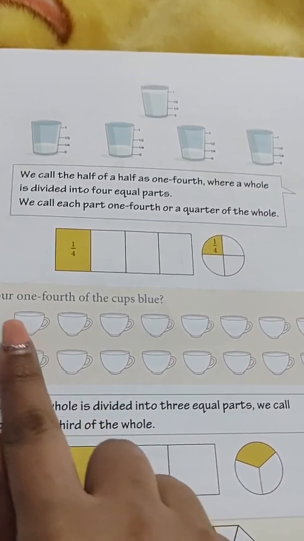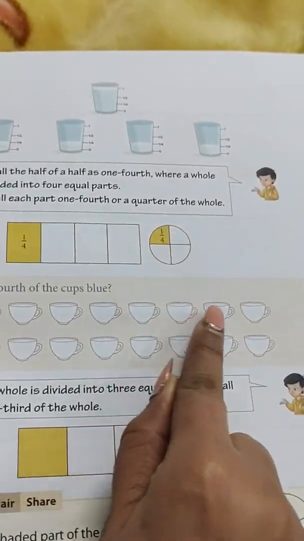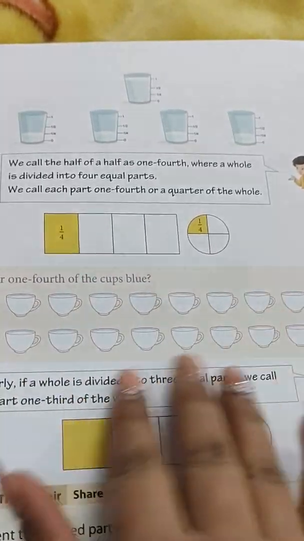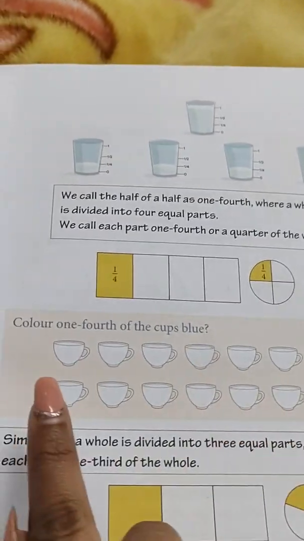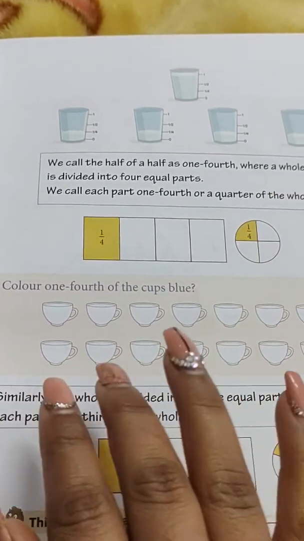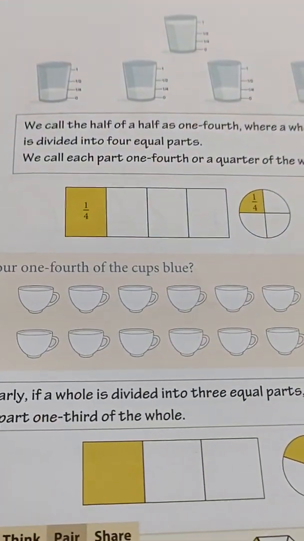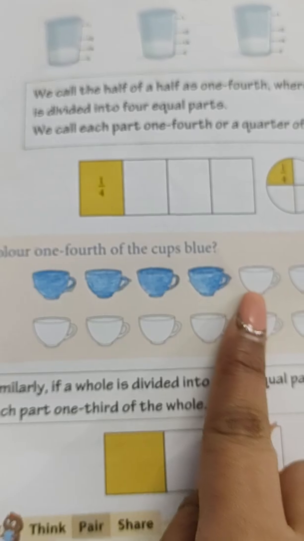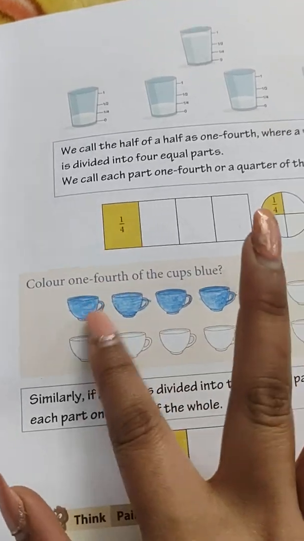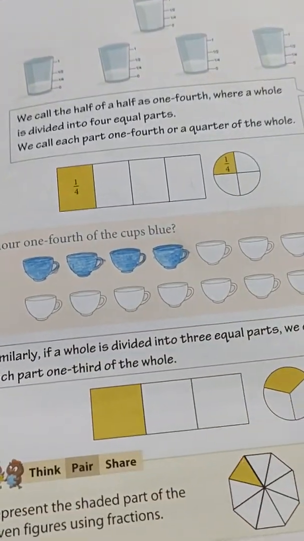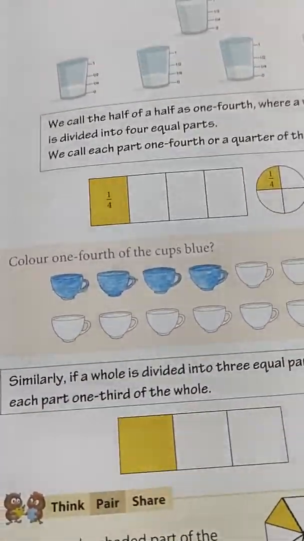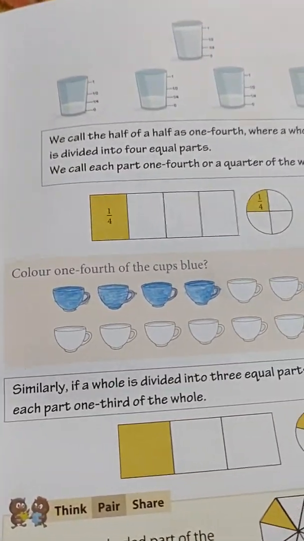So you can divide this into 4 1 2 3 4 separately, 1 2 3 4 separately, 1 2 3 4 separately, 1 2 3 4 separately. So 4 equal parts we have divided. Now we have to color 1 2 3 4 cups with blue. Whichever 4 you want, only 4 cups you have to color. So like this you can color 4 cups blue, whichever cups you want, but only 4 cups should be shaded. So we have divided these 16 cups into 4 equal parts. Earlier we were dividing into 2 equal parts. Now we will be dividing into 4 equal parts. Okay, so 1/4 you can say.